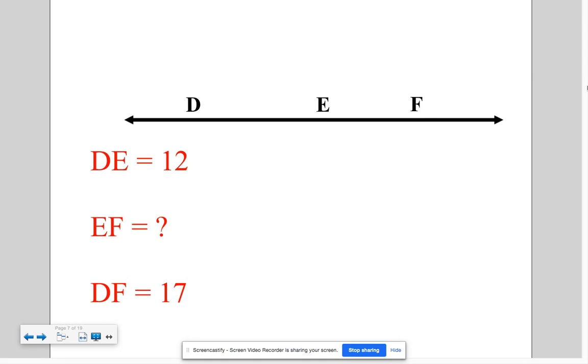Okay, here's one where we're given segment DE is 12, and the big segment DF is 17, and now we're missing that segment length EF. So what we can do is we can take our total segment, 17, and subtract the 12 off, leaving us with EF. Okay, so 17 minus 12 is 5, gives us a segment length of 5 for EF.